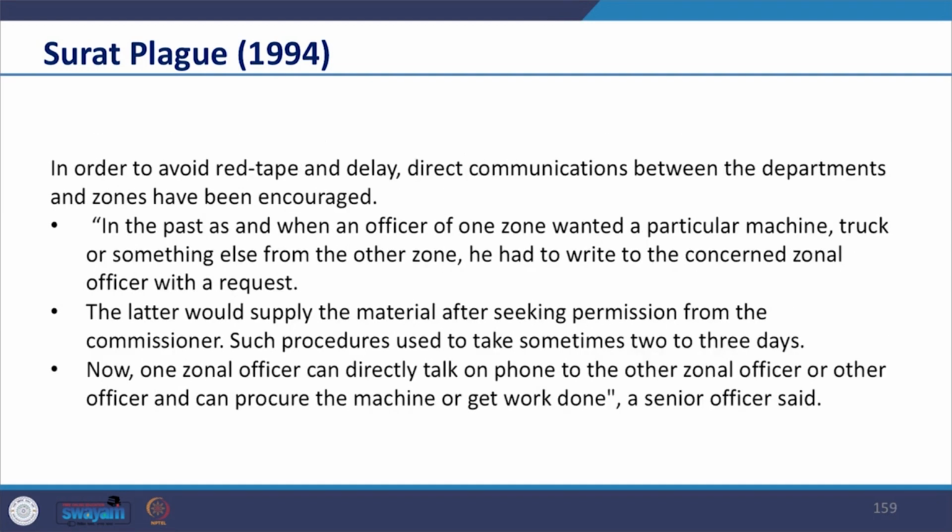In order to avoid red tape and delay, direct communication between the departments and zones was encouraged. In the past, as and when an officer of one zone wanted a particular machine, truck or something else from the other zone, he had to write to the concerned zonal officer with a request. The latter would supply the material and so on, so it used to take time. Now, one zonal officer can directly talk on phone to another zonal officer and can procure the machine or get work done at the earliest. The commissioner advised that the order demanded on the telephone should be executed without delay.